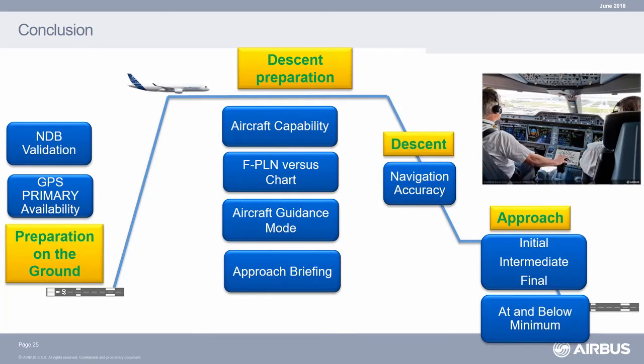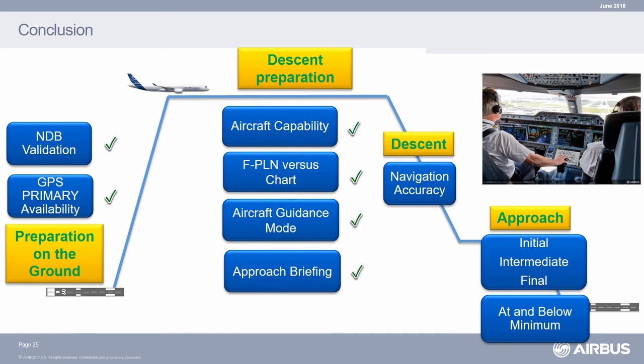As a conclusion of this presentation, we have seen that flying a non-precision approach is not only a matter of approach phase, but it implies several actions to perform on ground and in flight to prepare the approach. On ground, we have the validation of the NDB to ensure that the aircraft will fly the correct trajectory in managed mode. We have the check of the GPS primary availability to ensure that the approach means is available if you want to fly an nav GNSS approach, for example.